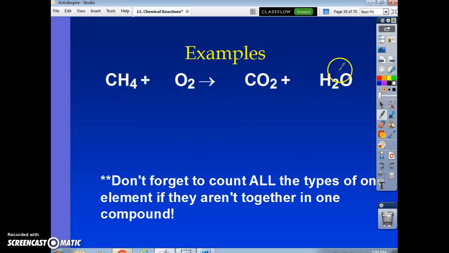Alright, now here's an example of when we have multiple of the same element in separate places. We have oxygen here and here. Don't forget to add them all up. Alright, go through, put your lines here, put a 1 in each line. Make your rep table.